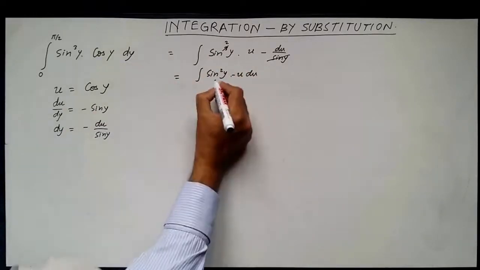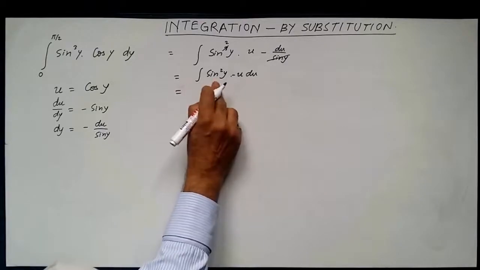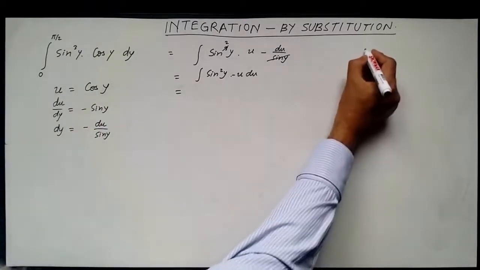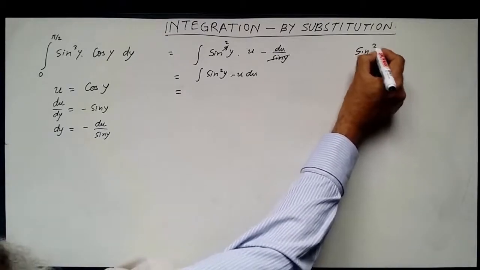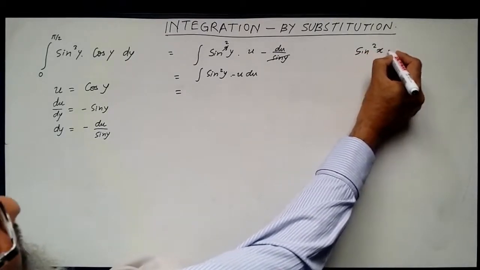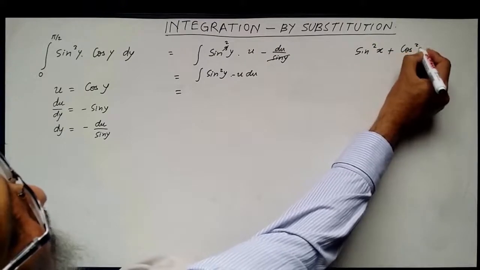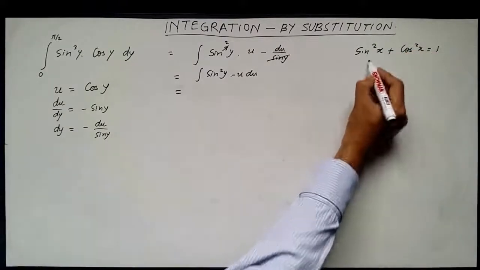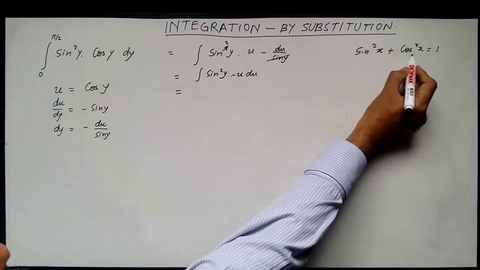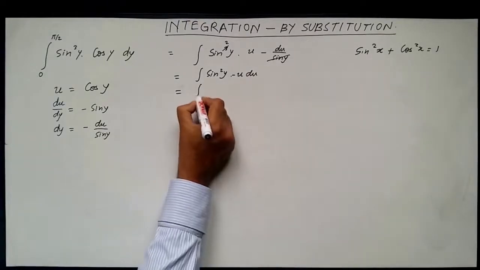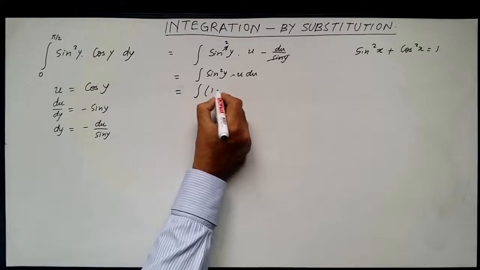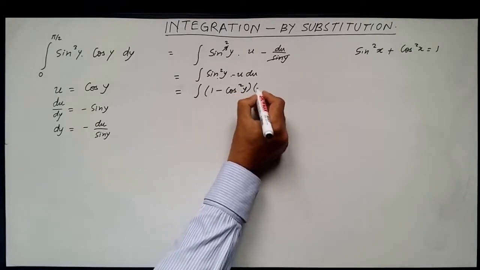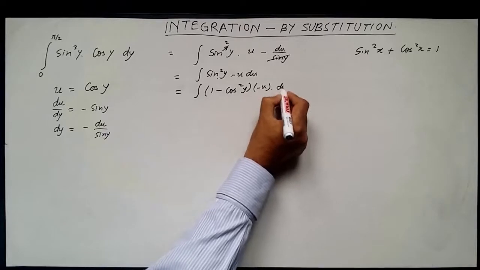Now what happens with sine square y? Can we replace sine square y in terms of u? Yes, as you all know, we have the fundamental identity in trigonometry, that is sine square x plus cos square x is equal to 1, right? So we can easily replace sine square y in terms of cos square y like this. So sine square y is 1 minus cos square y.